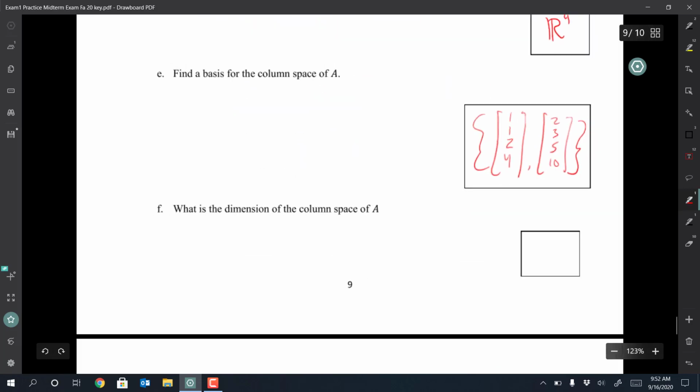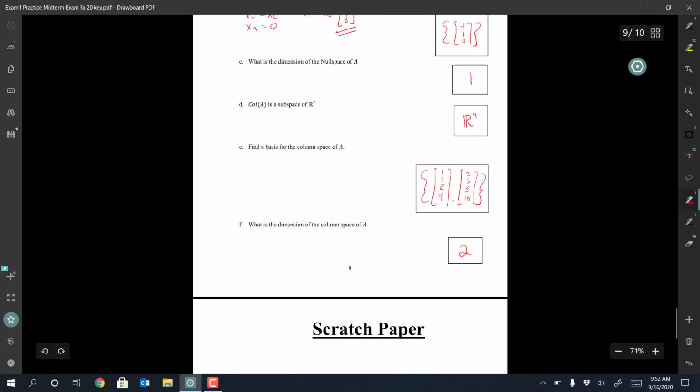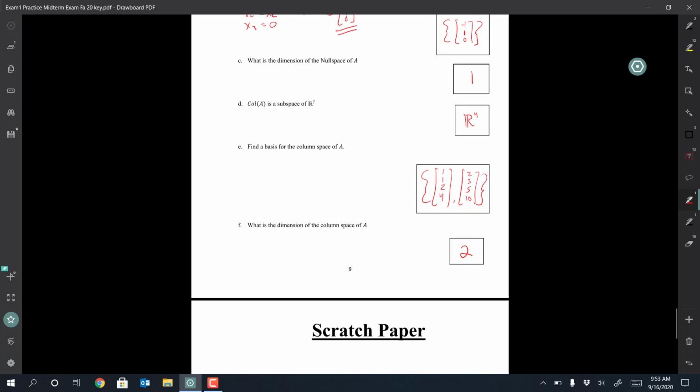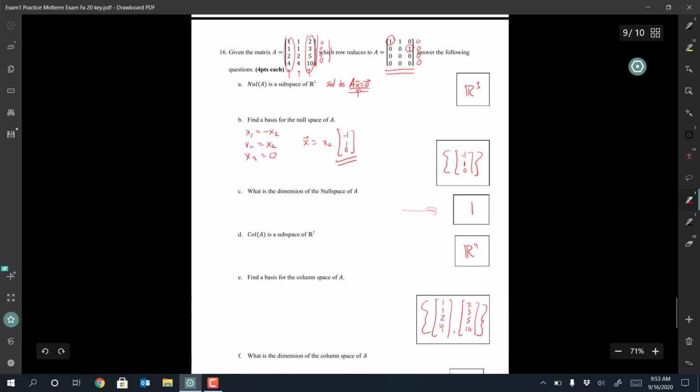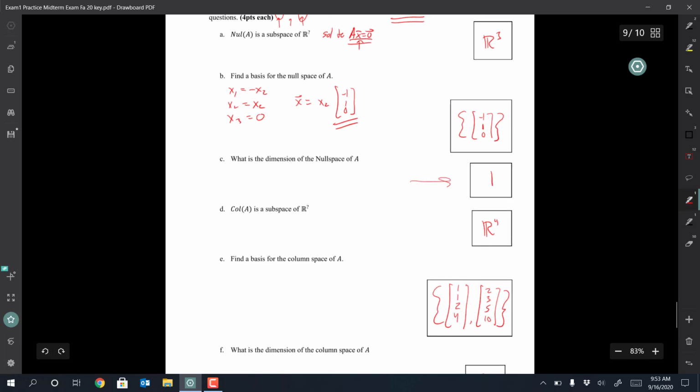And what is the dimension of the column space? There are 2 vectors in this basis, so the dimension would be 2. And one final check, I should note that the dimension of the null space plus the dimension of the column space add up to 3, and there are 3 columns in my original matrix. That's a little trick, a little check that will always happen if we've done it correctly.